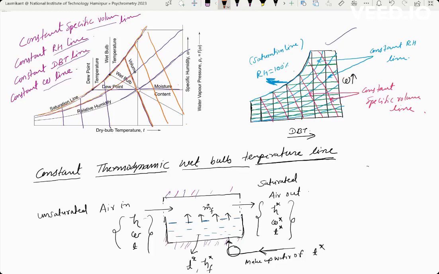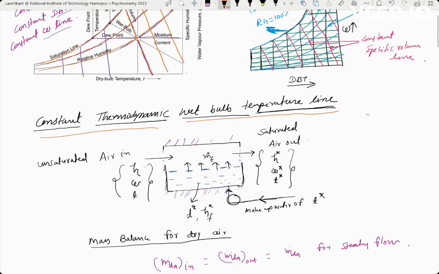So in today's class we will learn how to draw the wet bulb temperature line, so that is called the constant thermodynamic wet bulb temperature line. We have already studied the derivation of this thermodynamic wet bulb temperature during class hours. So now we consider the same situation. Consider a long adiabatic duct, so that air becomes saturated when it reaches the exit point. That's why we have considered a long duct, and unsaturated air is going into this adiabatic duct. So consider the unsaturated air having enthalpy H, humidity ratio omega and temperature T.